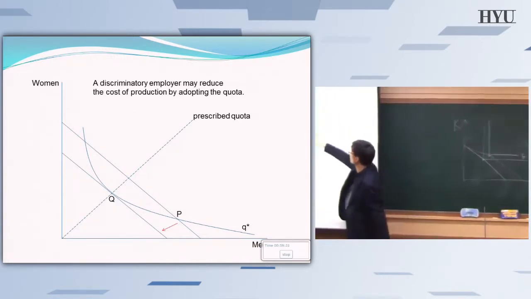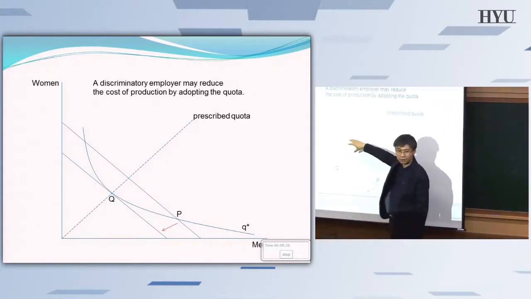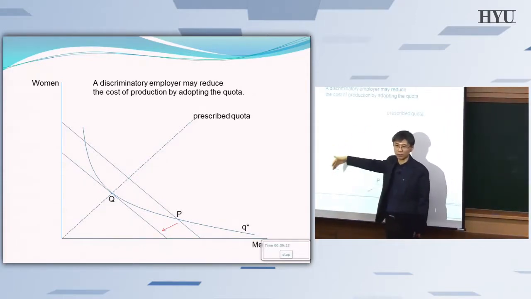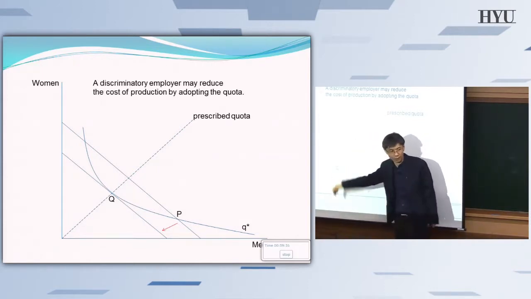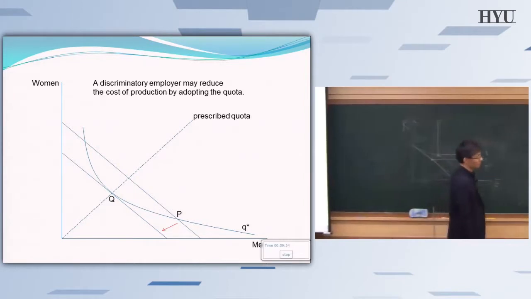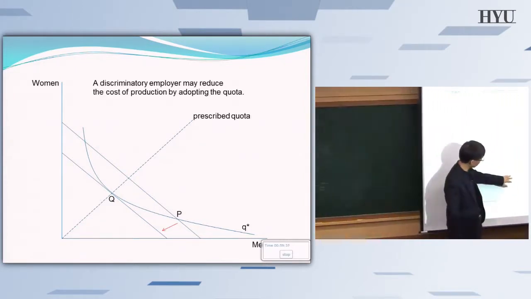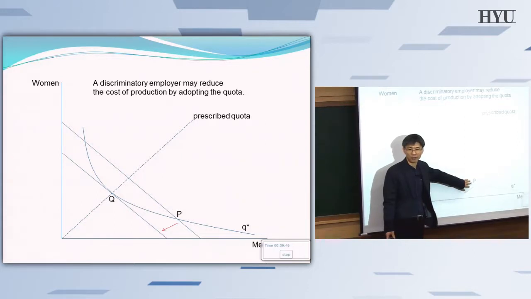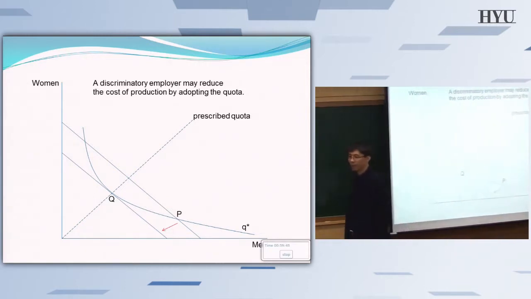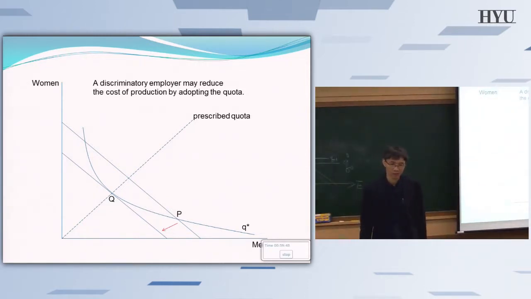Let's assume that this is the prescribed quota. In this case, it looks like 50-50. Let's say 50-50 is the quota. You have to meet 50-50. Then you look at a company that is not 50. Let's say they hire a lot more men than women, say 80% men, 20% women. Are they maximizing the profit or not? From that, can you tell whether they are maximizing the profit or not?